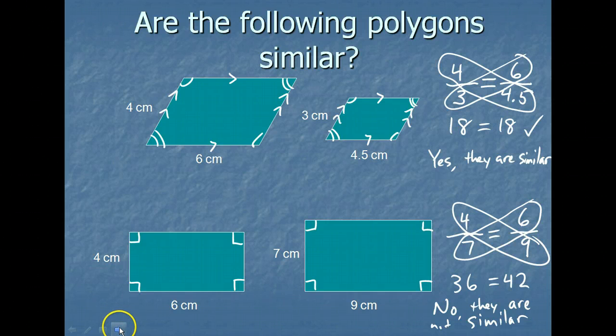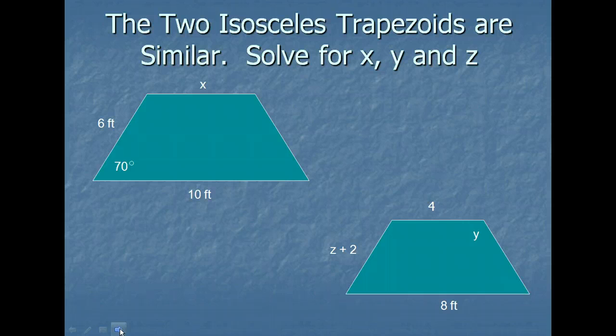Let's look at another problem. The two isosceles trapezoids are similar. Well, we already know that they're similar, so we know a lot of information about these two isosceles trapezoids. Since they're isosceles trapezoids, the bases will be parallel to each other, and the legs will be congruent, which means that this leg will be congruent to this leg, and this leg will be congruent to this leg.